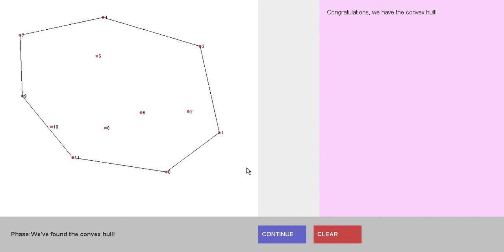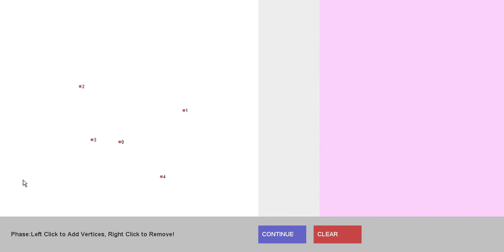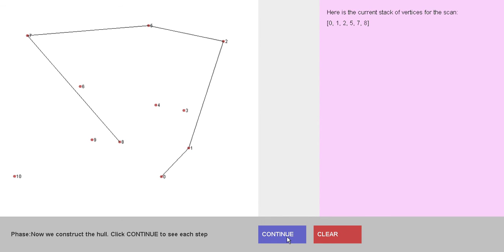Congratulations. It even tells us, congratulations, we have a convex hull. And we can do this for other combinations of points. And the program will show you the stack along the way. So hopefully this will help students in understanding the Graham Scan algorithm and how it works.